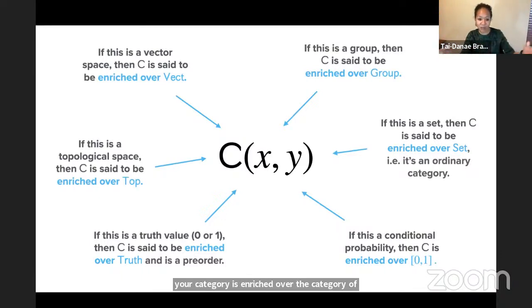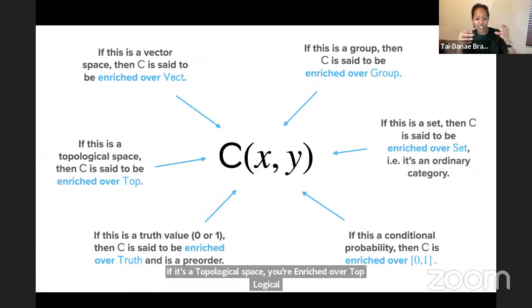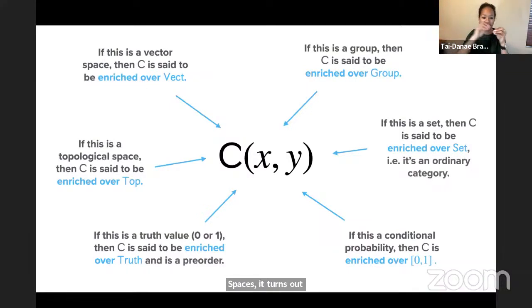If it's a topological space, you're enriched over topological spaces. It turns out on the lower left, if this turns out to be a truth value, like a 0 or a 1, your category is enriched over truth values. Those turn out to be exactly preorders. So those things that Pim was talking about earlier, you're actually doing enriched category theory.